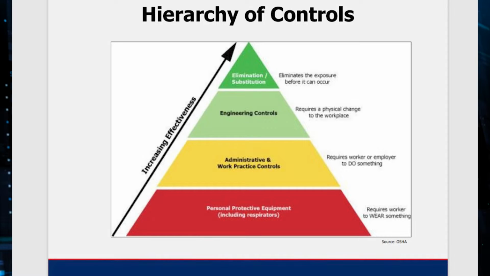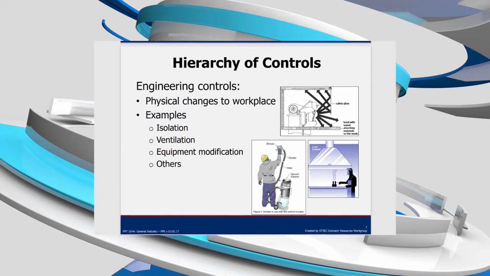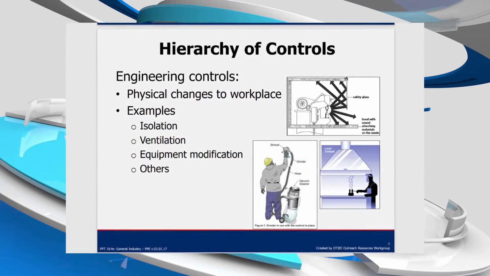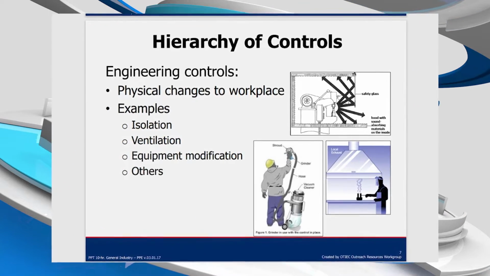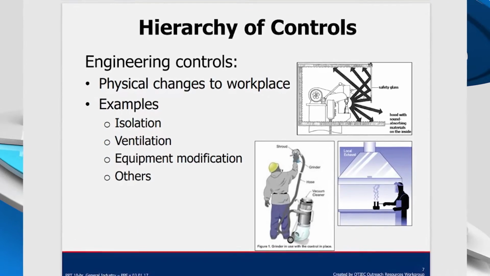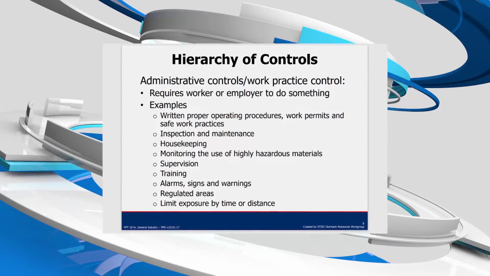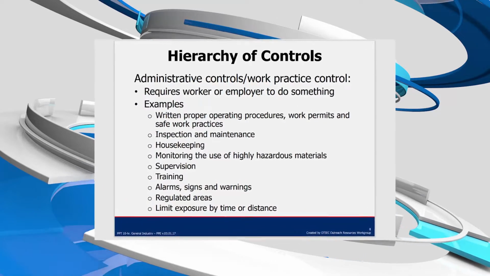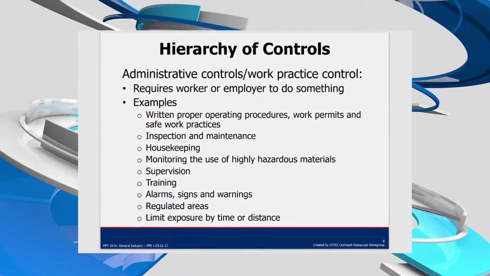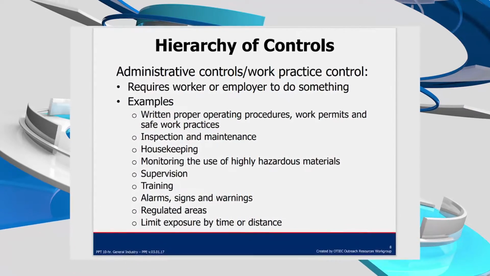Level 2. Engineering controls. This requires a physical change to the workplace. Examples include isolation, ventilation, equipment modification, and others. Level 3. Administrative and work practice controls. This requires the worker or employee to do something.